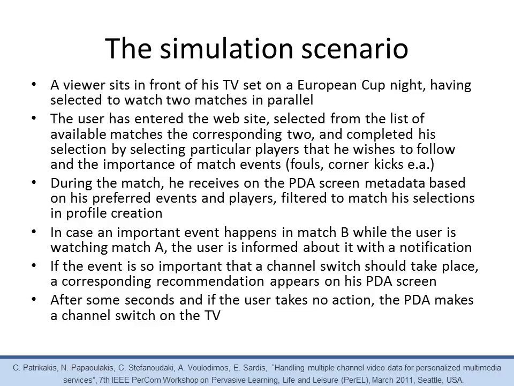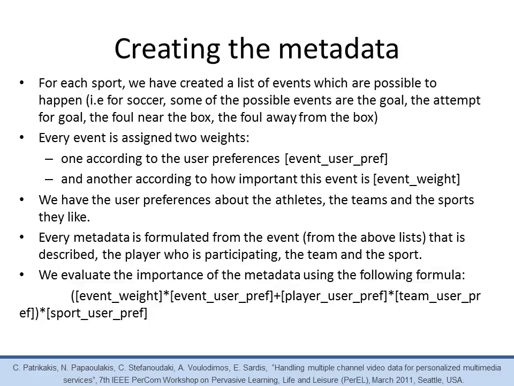During the match, the user receives on the PDA screen metadata based on his preferred events and players, filtered to match his selections when profile creation was performed. In case an important event happens in match B while the user is watching match A, the user is informed about it with a notification. If the event is so important that a channel switch should take place, a corresponding recommendation appears on his PDA screen. After some seconds, and if the user takes no action, the PDA makes a channel switch on the TV.